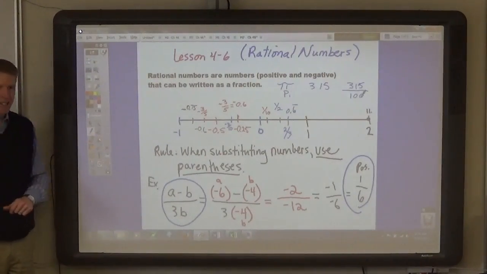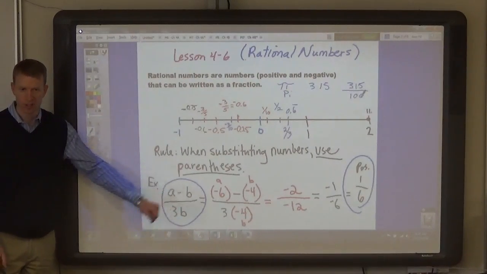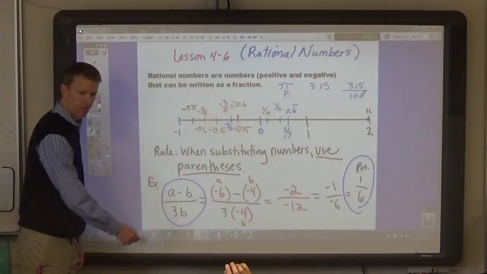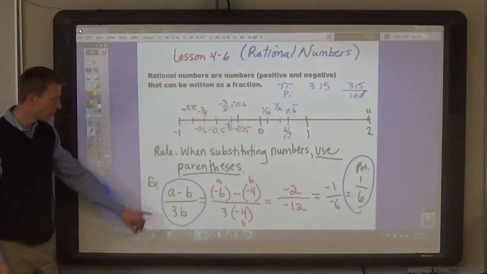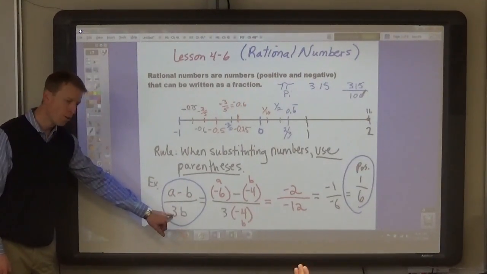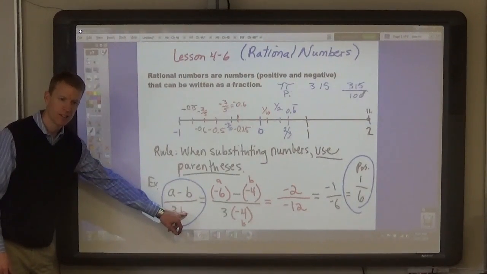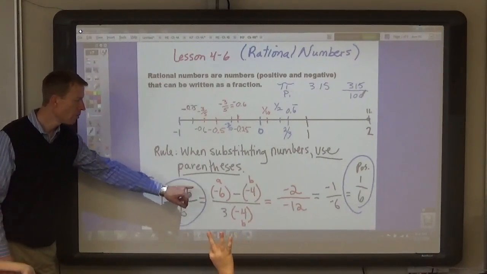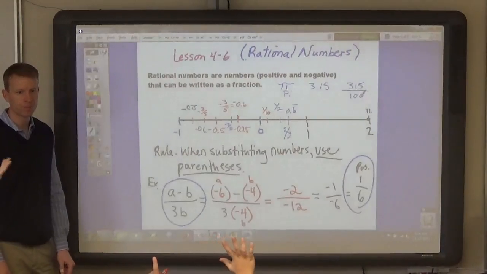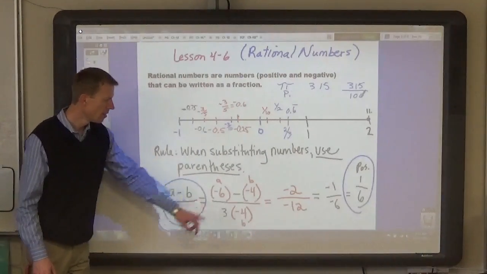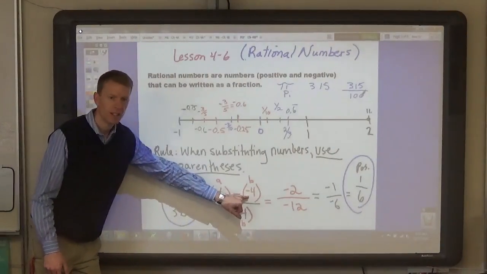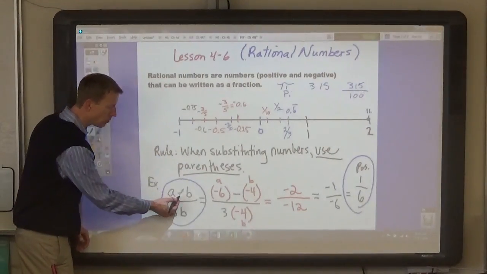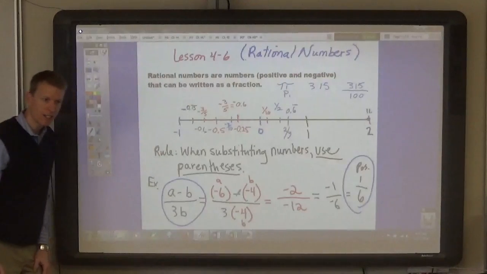So, what does A equal in this example? Look at this part of it. We're starting with A minus B over 3B. What does A equal in this example? Tyler? Negative 6. What does B equal? Negative 4. Now, notice that this minus sign is still there. It's still in that spot.